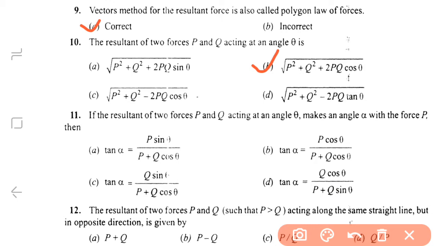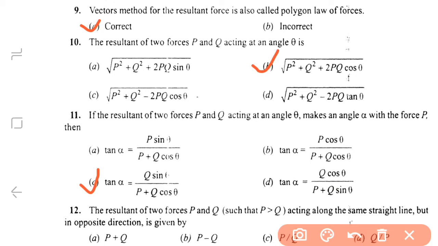Now friends, next is, if the resultant of two forces P and Q acting at an angle theta makes an angle alpha with the force P, then these are the options, and here correct option for this question is option C, that is answer is tan alpha is equal to Q sin theta upon P plus Q cos theta.